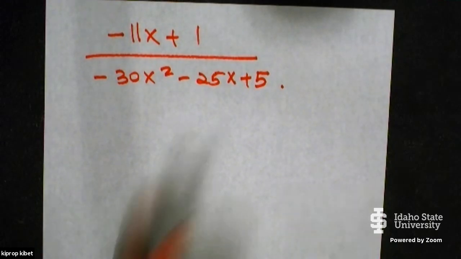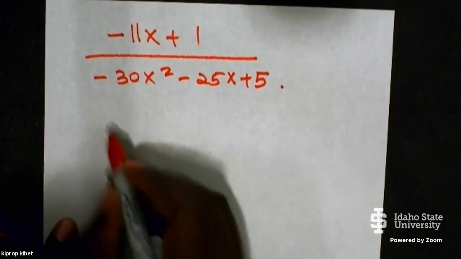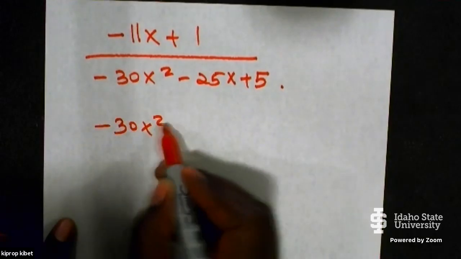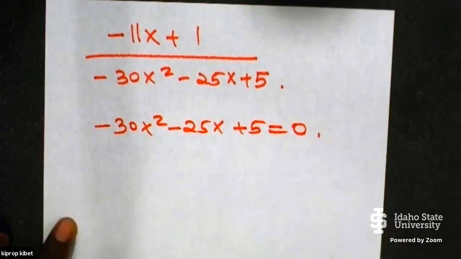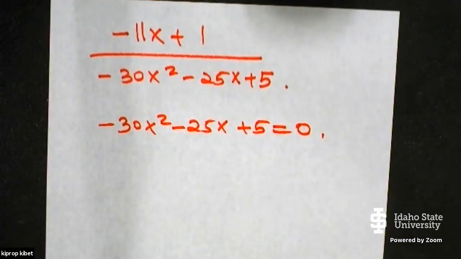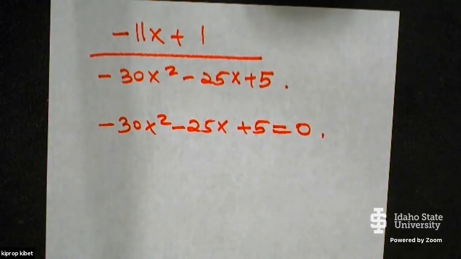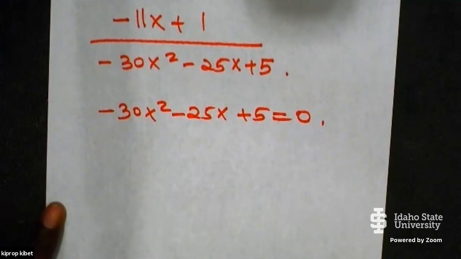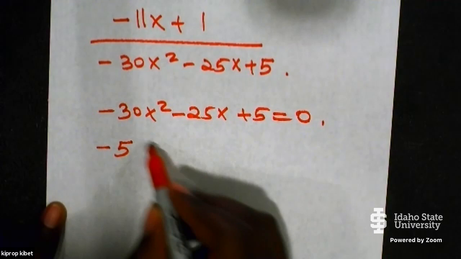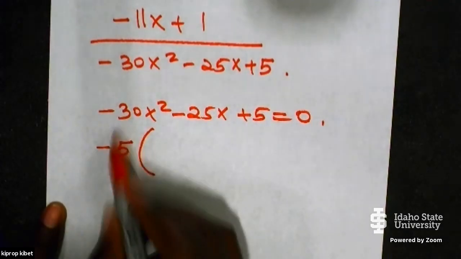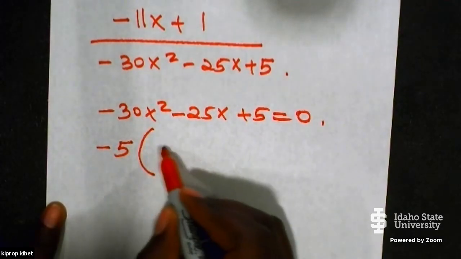So you equate the denominator to 0, so you get minus 30x squared minus 25x plus 5 equals to 0. So what do you do next? You get what? The greatest common factor. So what is our greatest common factor? Minus 5. So you can put out negative what? 5. So when you factorize this, then what do you get?